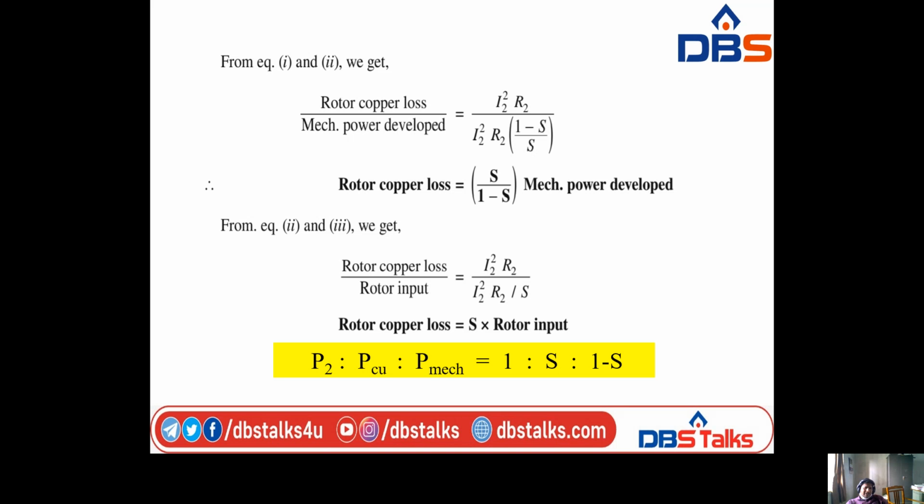Therefore, we have derived the relation between the rotor input, rotor copper loss, and rotor mechanical power developed. That is P2 is to PCU is to P mechanical is equal to 1 is to S is to (1 minus S). Very important.